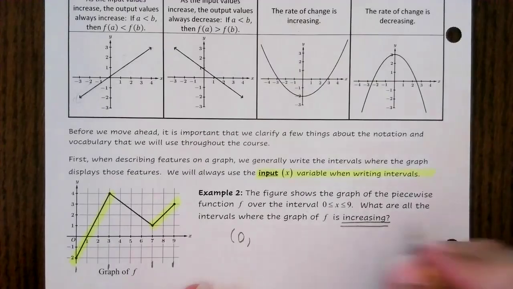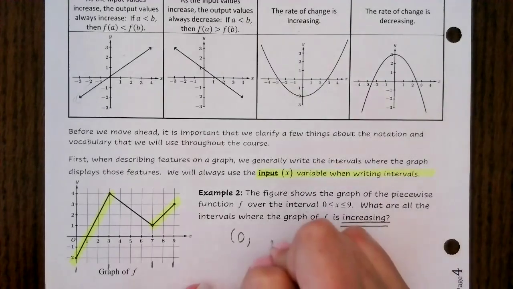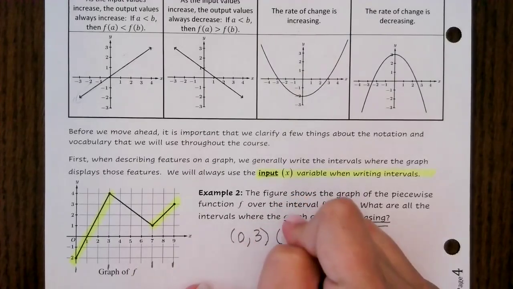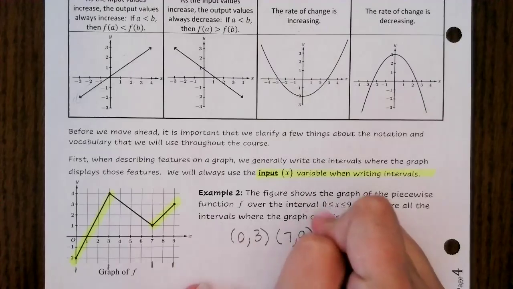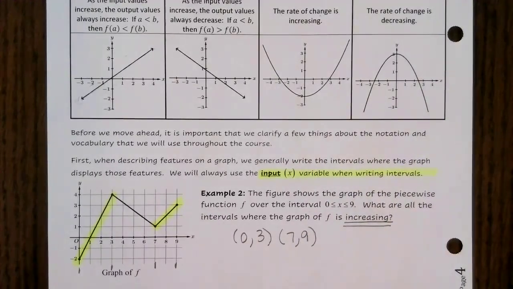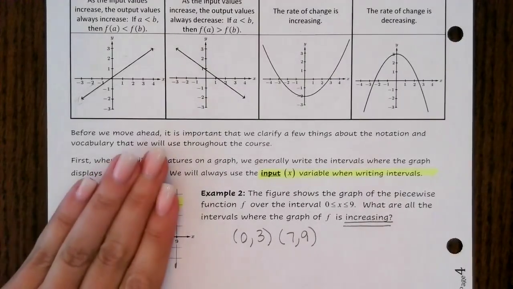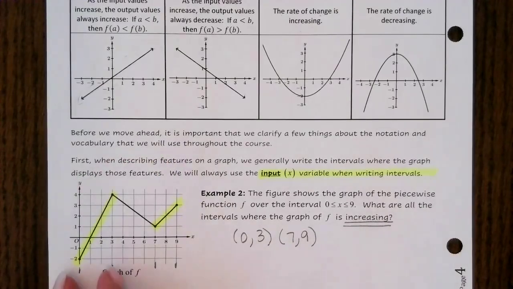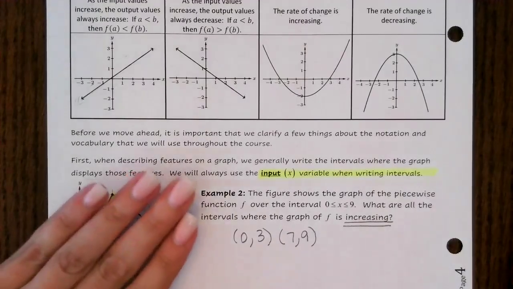0 to 3 and 7 to 9, then we've given the values of where the graph is increasing. And without seeing the graph, someone can know where this graph is increasing: from 0 to 3. Well, that's this piece of the graph, so I know it's increasing. And then 7 to 9 right here. All right.